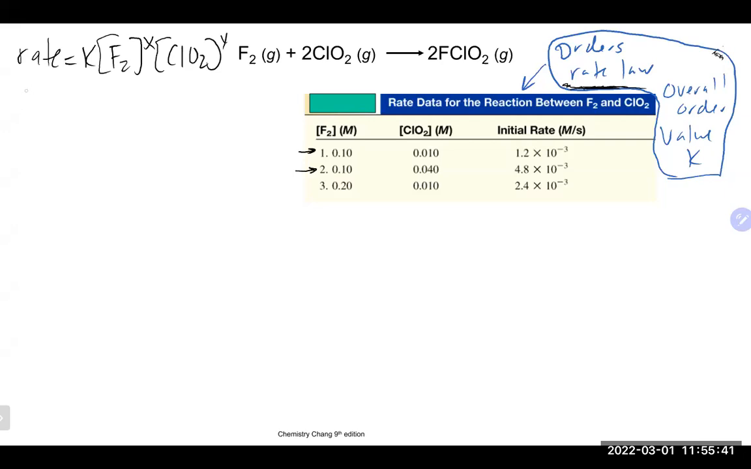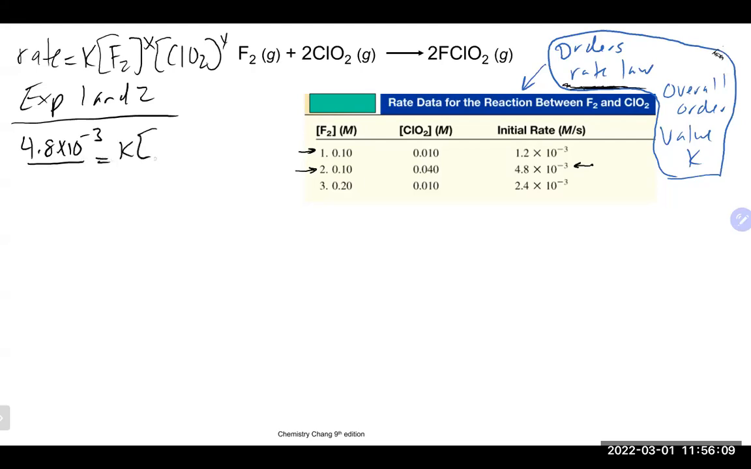So if we look at experiments 1 and 2, and again, in this case, you don't have to do this, but it sometimes makes the calculation a little bit easier, I'm going to put the larger rate up on top. That means I'm going to use everything from experiment 2 and put it all the way across the top on that formula we just looked at. So that would give me 4.8 times 10 to the minus 3 is equal to k, concentration of 0.1 to the X, concentration of 0.01 to the Y.